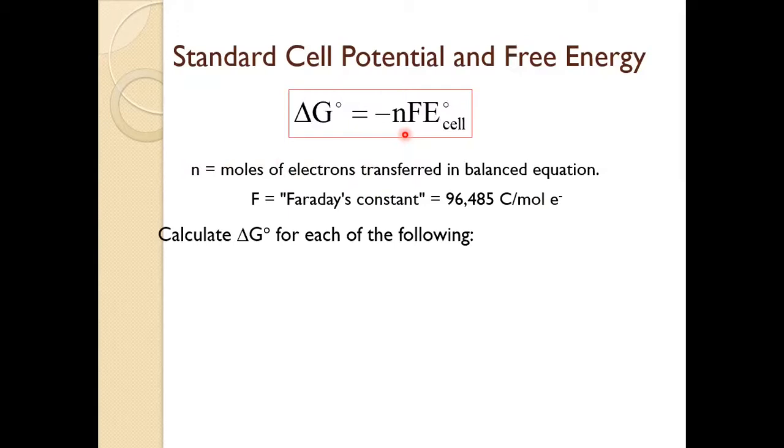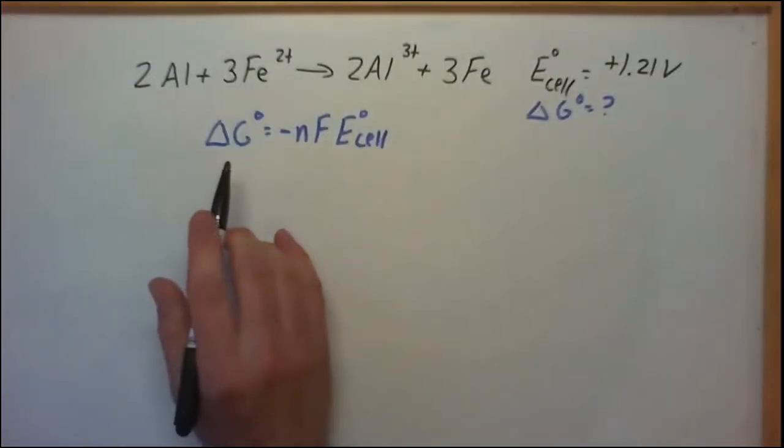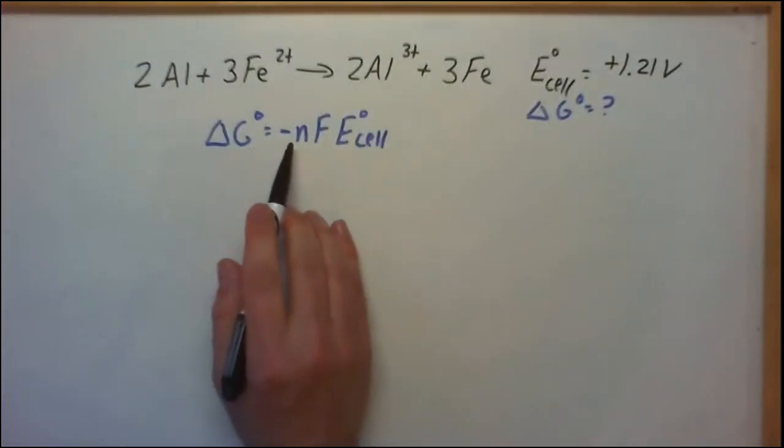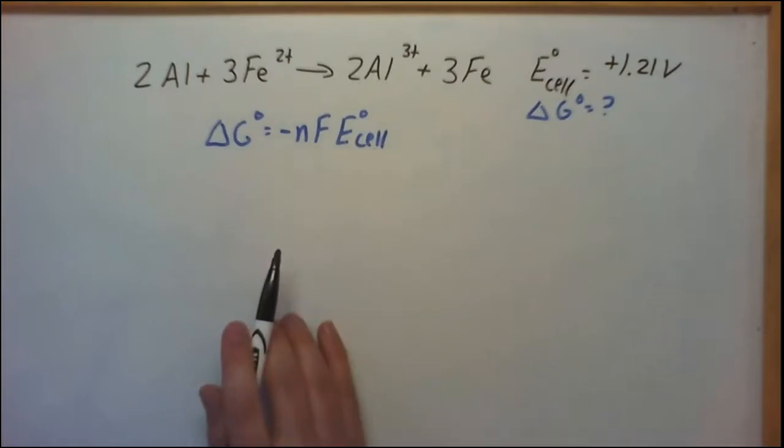So in practice, we're going to calculate delta G under standard conditions for the following. This is our reaction we looked at in the previous lesson, and it has a positive standard cell potential. Because it has a positive standard cell potential, we'd expect that delta G under standard conditions should be negative, because both properties tell the same story. They both predict that this should be a spontaneous process. So we have our equation: delta G under standard conditions equals the negative of the number of moles of electrons times Faraday's constant times the standard cell potential.